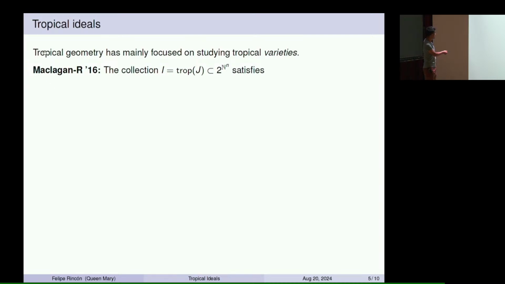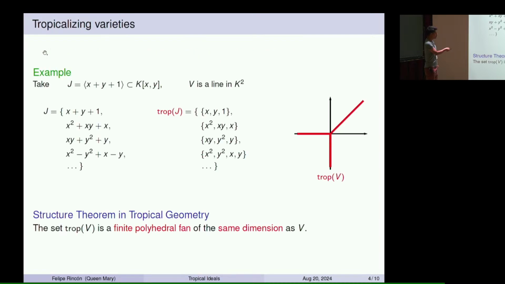Let me go back to, why don't we focus on this collection of supports of all polynomials that appear in your ideal? So that's strictly more information than that. From this, you can recover the variety, the polyhedral object. But this thing itself is interesting, and let's try to focus on that.